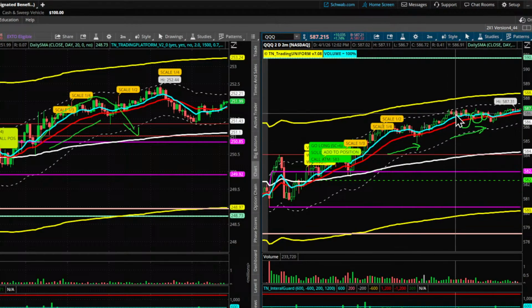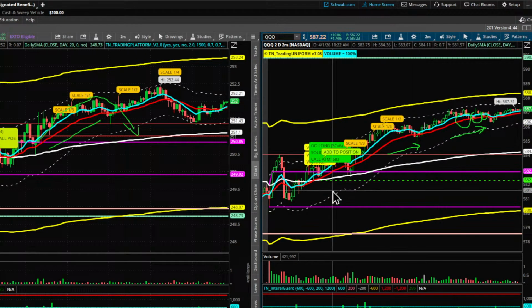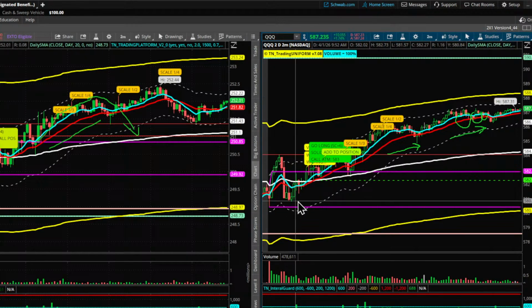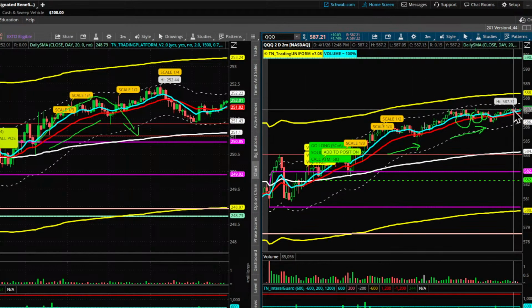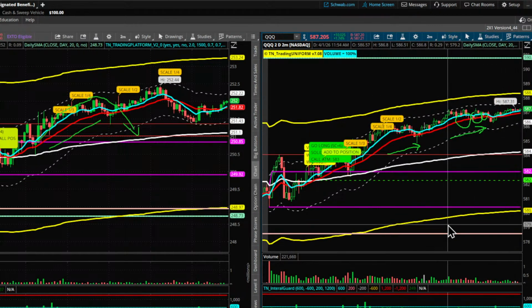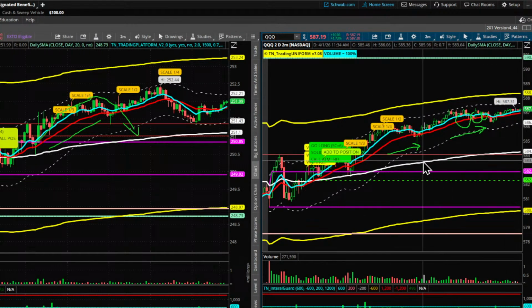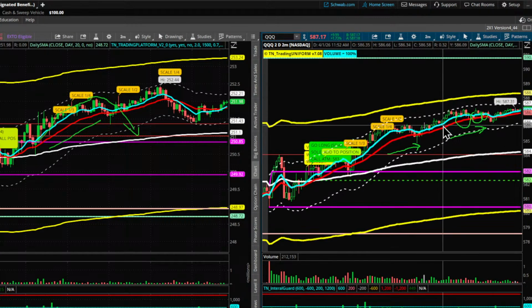When the price is moving up like this, QQQ ran up a lot today. It ran from like 580 all the way to almost 588 right now, so it's an 8-point run up in price. Normally, when you see the price run up, it tends to retrace. The key thing is looking at the combination of these two lines.